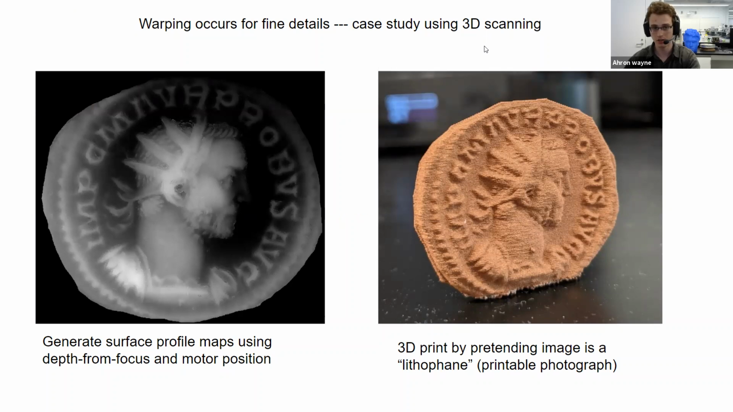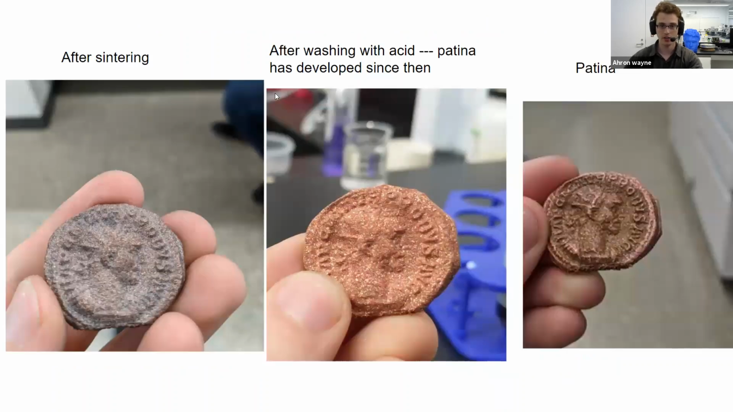Warping is something to consider. So very fine details can be removed in the process. So for instance, here's a coin. This is a Roman coin that I scanned with my 3D scanner. This is the depth map of the coin. I then 3D printed it. So this is the green part. And then I sintered it. So this is what came out of the oven. This is what it looks like after washing. And then this is what it looks like after it's aged and patinaed for a little bit.